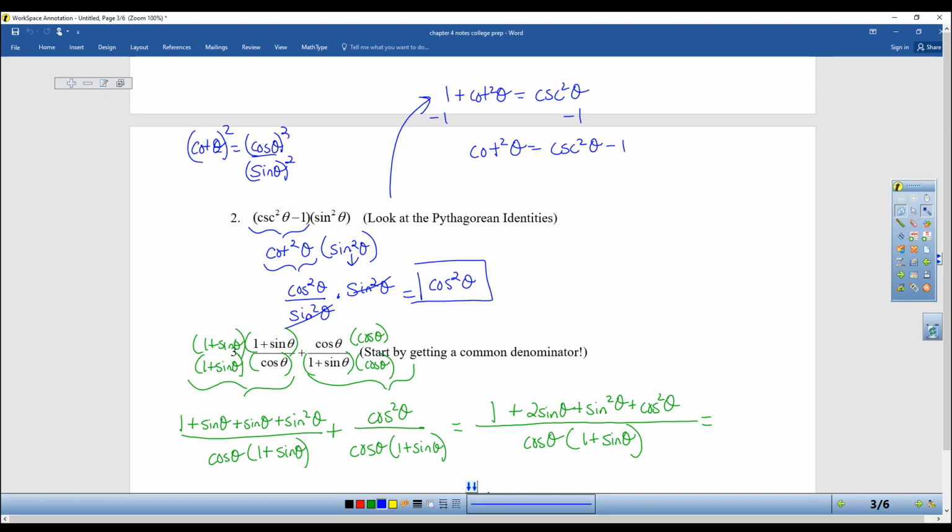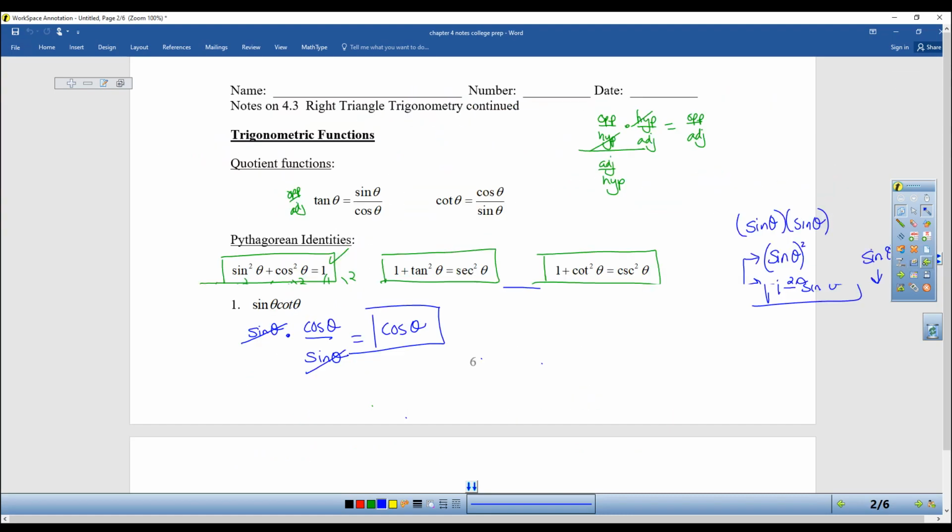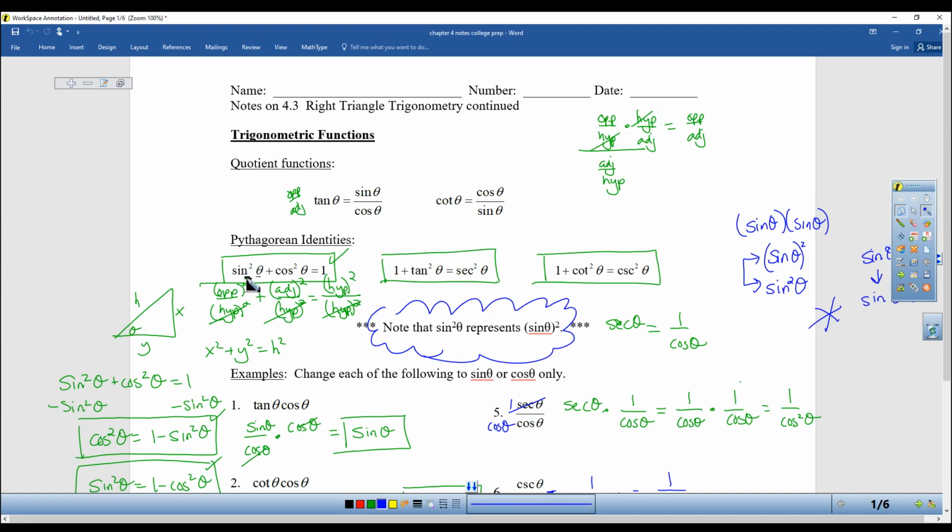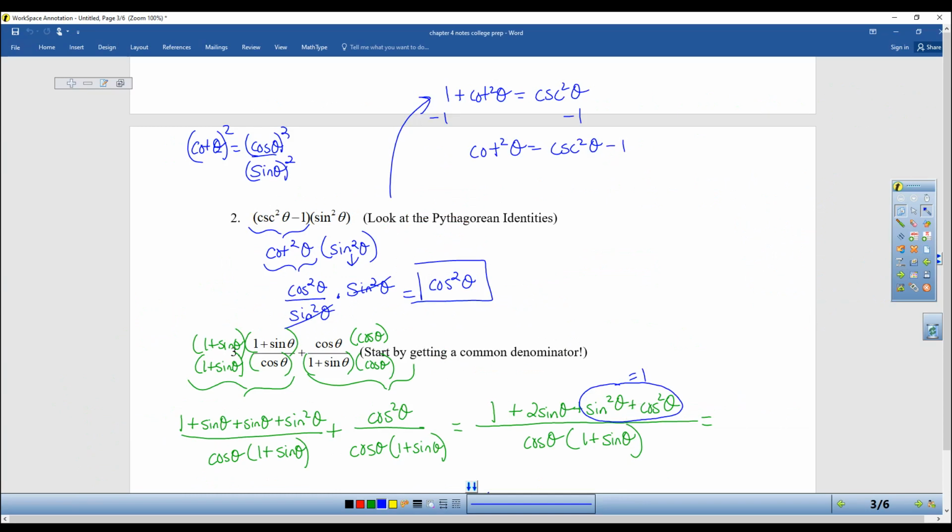You have to have enough of it in your head to say, oh, look, sine squared plus cosine squared is equal to 1. Remember that Pythagorean identity? Sine squared plus cosine squared is equal to 1. So I can replace that with a 1. And now I get 2, because that 1 plus this one, plus 2 sine theta. This is a step that most people miss because they just don't have them memorized.